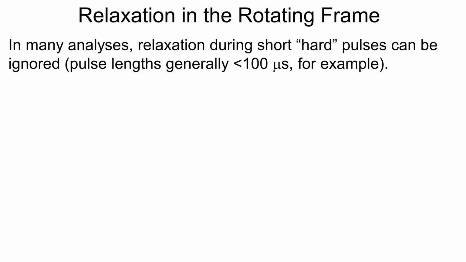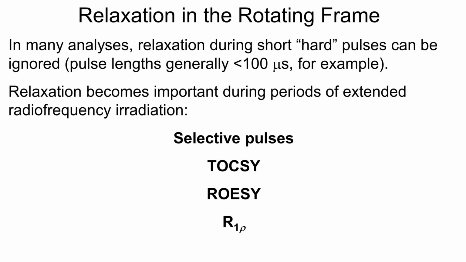On the other hand, relaxation can be important if we have extended pulse trains or selective pulses, TOCSY experiments where you might have the TOCSY field on for 40, 70 milliseconds, and then the R1 rho experiment. And much of what we'll talk about the rest of today will be the R1 rho experiment because that's becoming increasingly powerful for application to biological macromolecules.